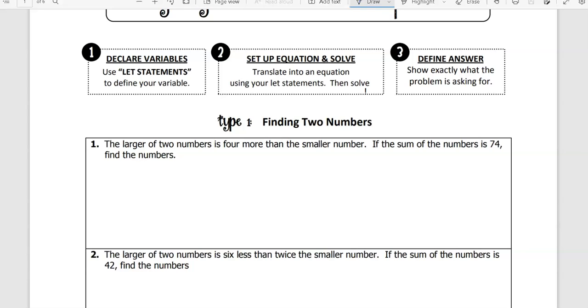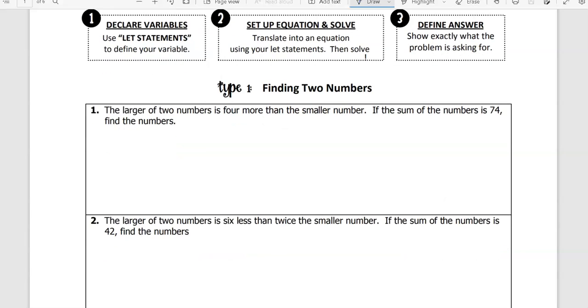Word problems get word answers, so make sure we actually answer the question, using the words that they are using. All right, the larger of 2 numbers is 4 more than the smaller number. If the sum of the numbers is 74, find the numbers.